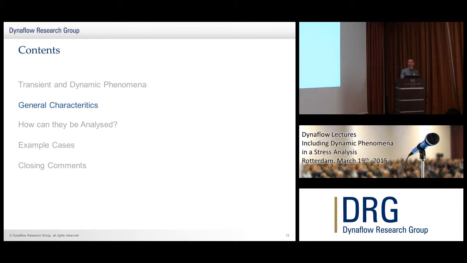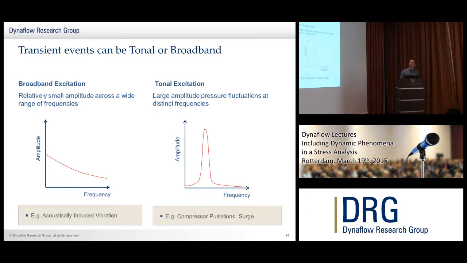Okay, so what I've done there is I've just introduced a few different types. Now what I want to do is just describe a few of their general characteristics. Okay, so we're talking about different types of transient events. So, I've shown a number, but we can also make a distinction between which ones are broadband and which ones are tonal.